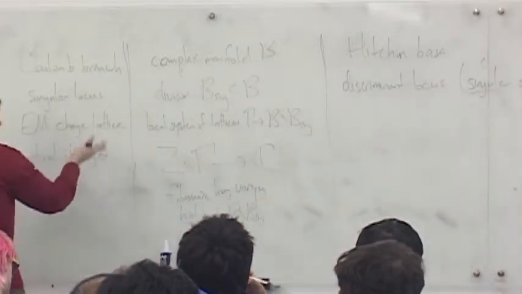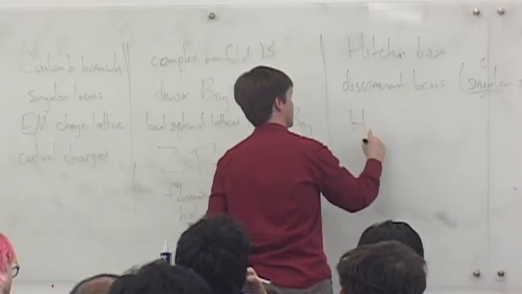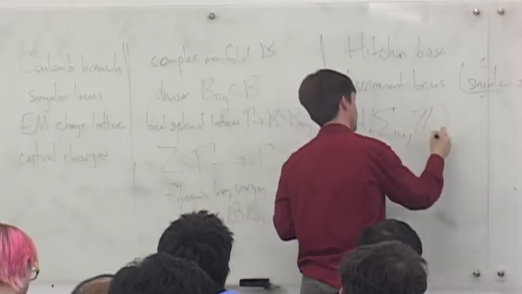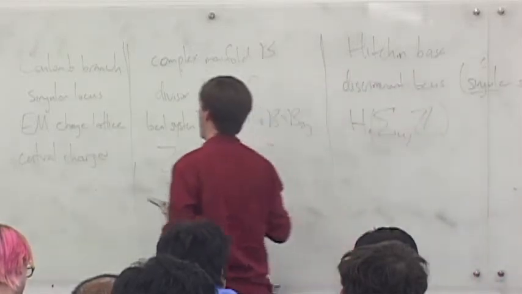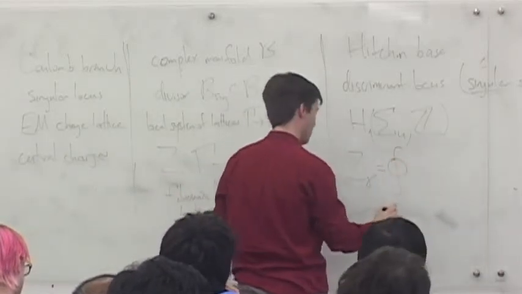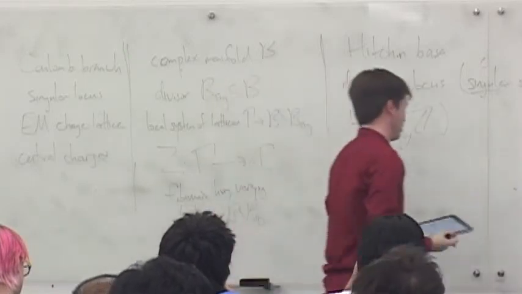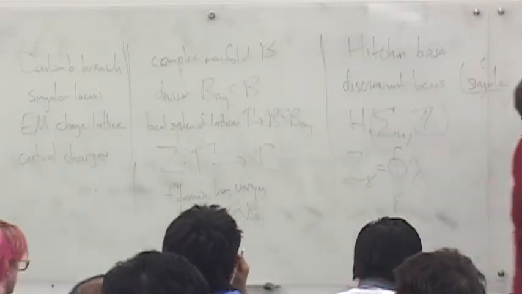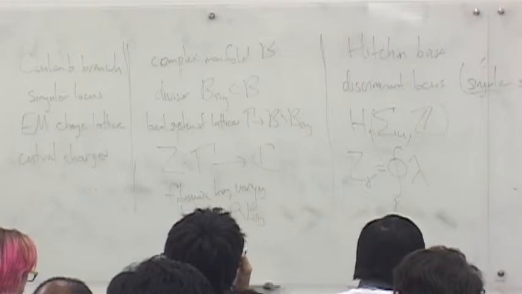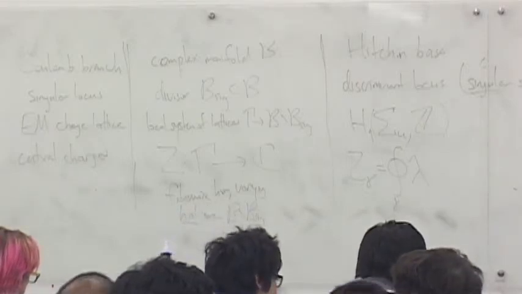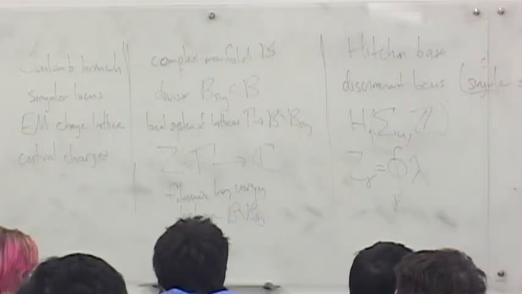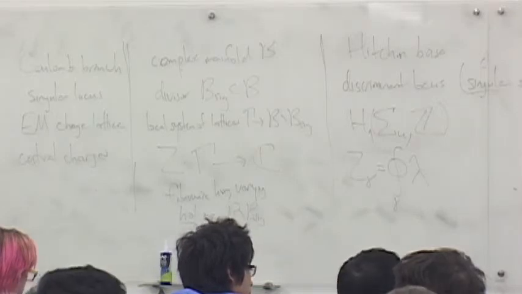This lattice, the lattice of electromagnetic charges, in this case is going to be the first homology of the spectral curve with Z coefficients. And the central charge functions are going to be periods of the spectral curve. So over Hitchin's integrable system, Sigma_u is the spectral curve sitting inside of the cotangent bundle.